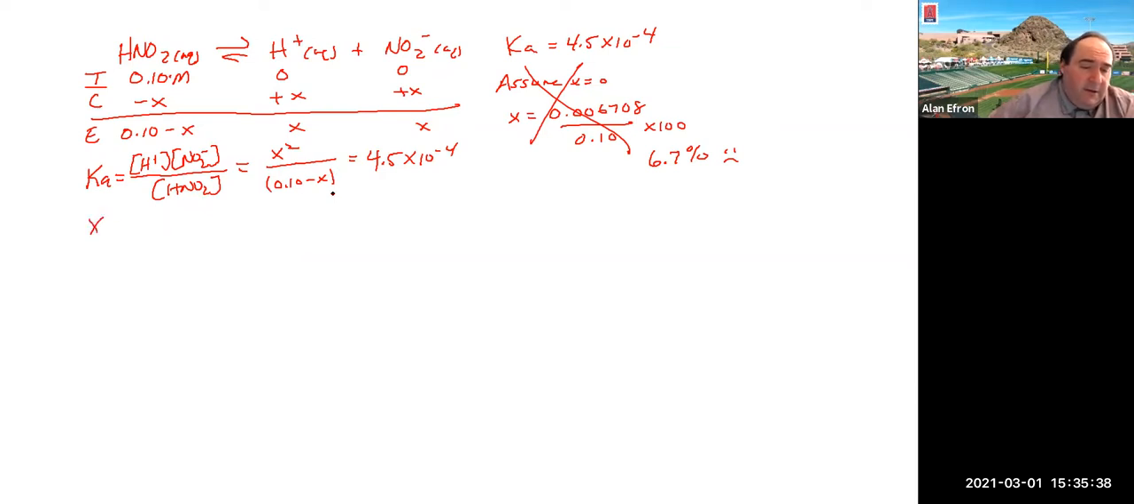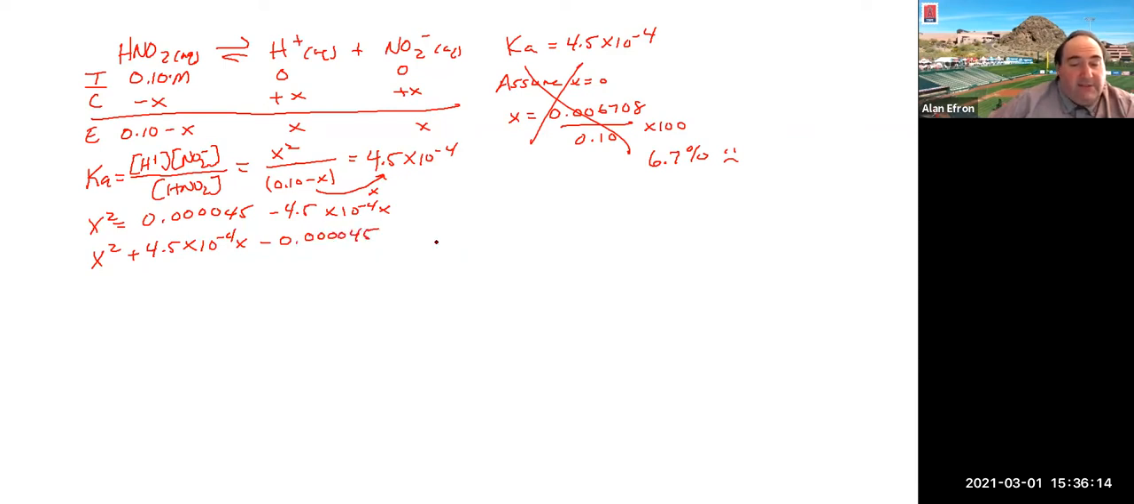So that would give us x squared, multiplying the bottom to the other side, and that would get us 0.1 times 4.5 times 10 to the minus 4, which is 0.000045, and then minus 4.5 times 10 to the minus 4 x. Bringing everything to one side gets us x squared plus 4.5 times 10 to the minus 4 x minus 0.000045 equaling zero. That gives us x is equal to minus b plus or minus the square root of b squared minus 4ac. I forgot the quadratic there for a second. I think that looks right.